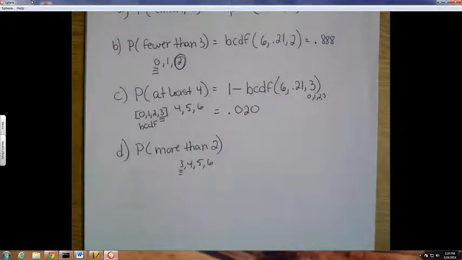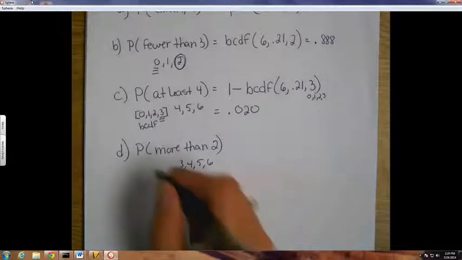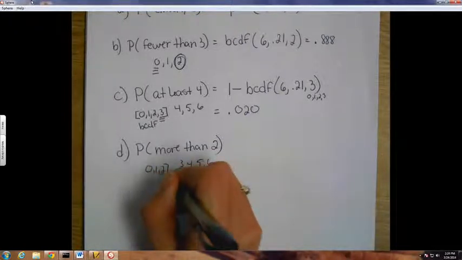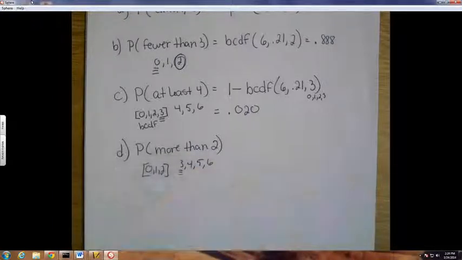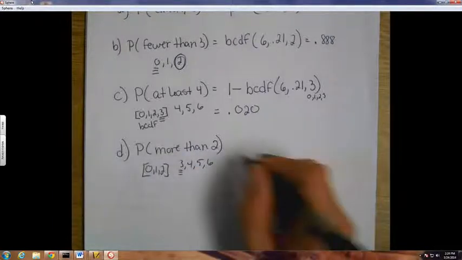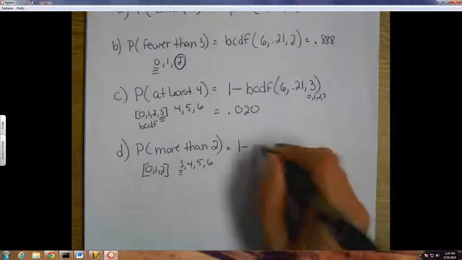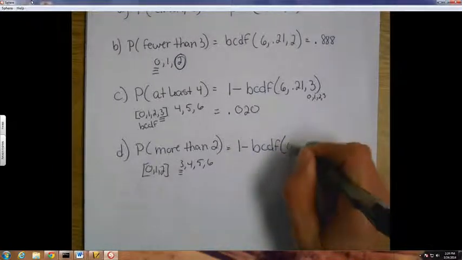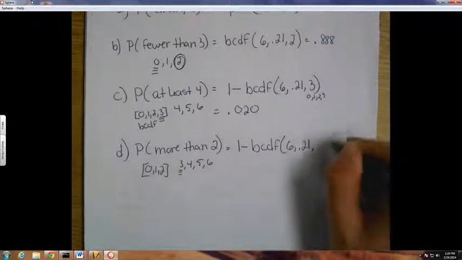I'm going to be doing a 1 minus. And the 1 minus chunk is 0, 1, 2. This is my 1 minus. I want to subtract off that bottom chunk. So this is, again, a 1 minus. 6.21. Here's where you lose your points on the quiz.